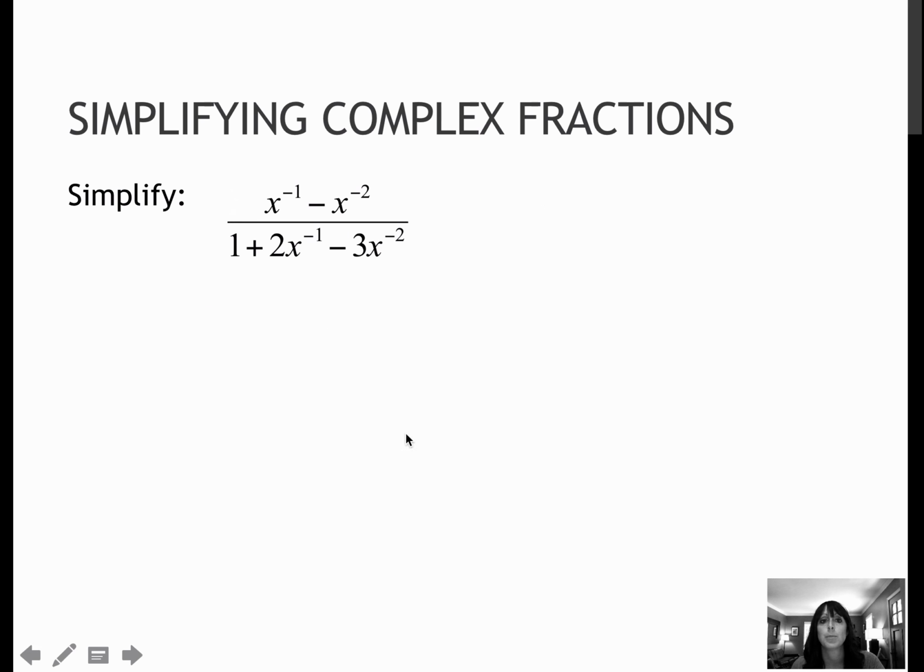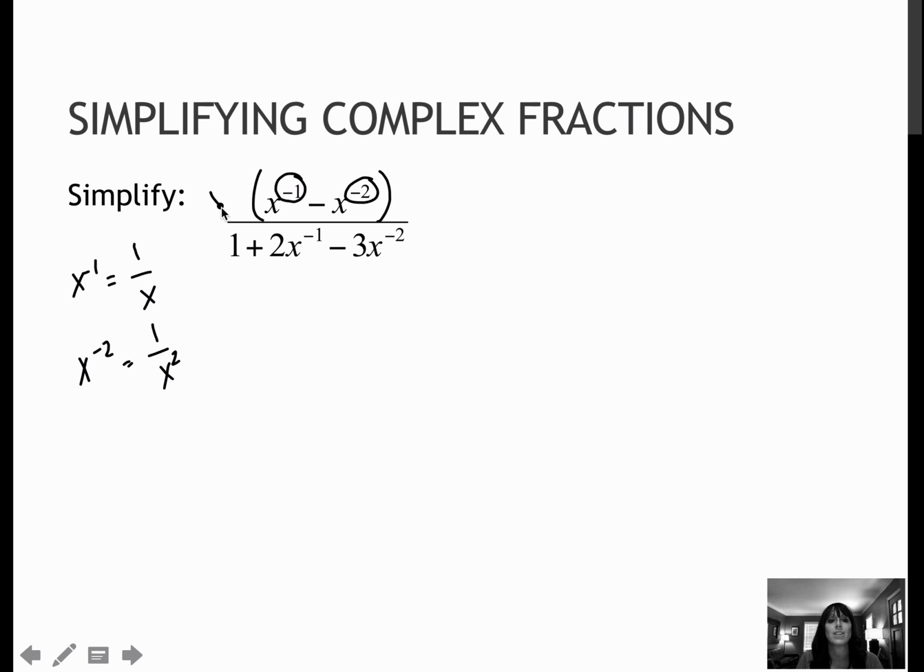This fraction is a little bit different because we don't have fractions within fractions, except I do have negative exponents. And we all know that x to the negative 1 is simply 1 over x to the first, and x to the negative 2 is simply 1 over x to the second. So I do have fractions, I just don't see them. The same way that we did the last question where we were looking for that common denominator, that denominator would be x to the second, because this one is x to the first, this is x to the second, x to the first, x to the second, etc.